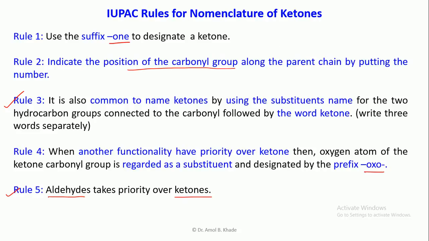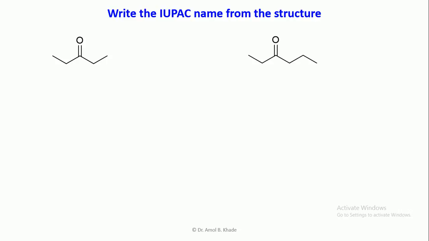Now I will explain rule number 3 here. What rule number 3 says is it is common to name ketones by using the substituent names for the two hydrocarbon groups connected to a carbonyl followed by the word ketone. So these are the two substituents connected to this carbonyl carbon. On this side we have ethyl as well as on the other side we have ethyl. This is what we refer to as R. In this case both are R, both are the same substituent.